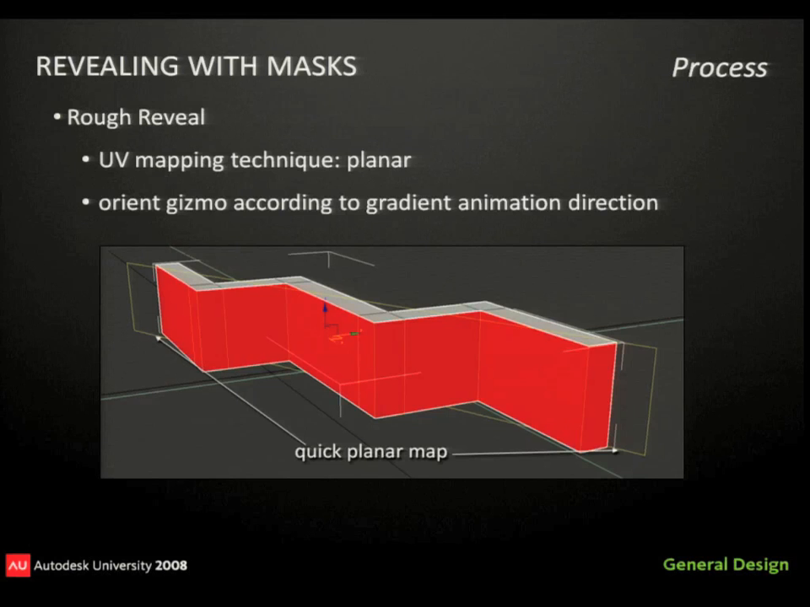If you want to do a rough reveal, and I'm going to show you that in a second, sometimes you have geometry that's either very complex or you don't want to reveal it very precisely. You can also do, you know that you have a gradient animation, so you can apply a planar map to your geometry and define with that planar map the direction of your reveal, and it's going to reveal from one side to the other, that kind of thing.